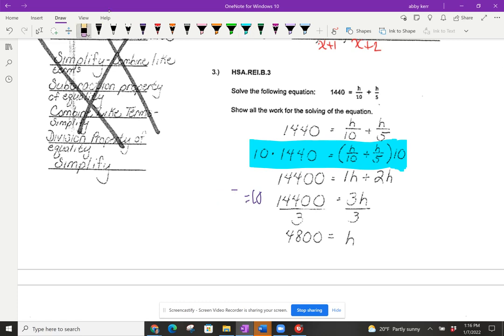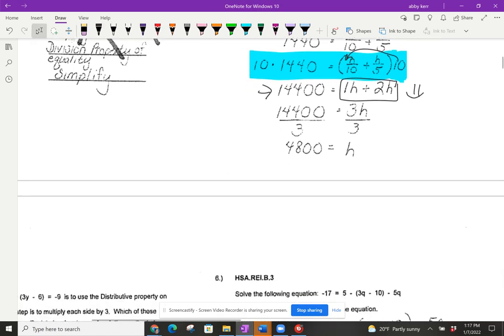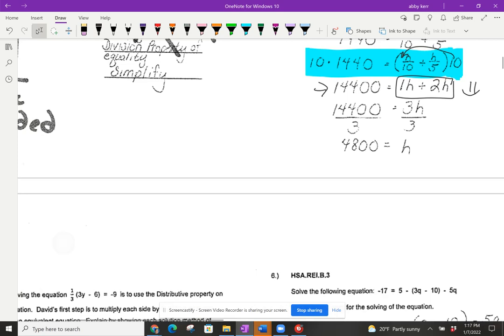Do not be concerned when you get a super big number like this. Sometimes it happens. We combine like terms. Remember, 10 over 10 times 1/10 is 1h. 10 times h over 5 is 2h. That was the whole point. This is why we wanted to get rid of fractions first, to have whole numbers. And then it's just a one step after that.